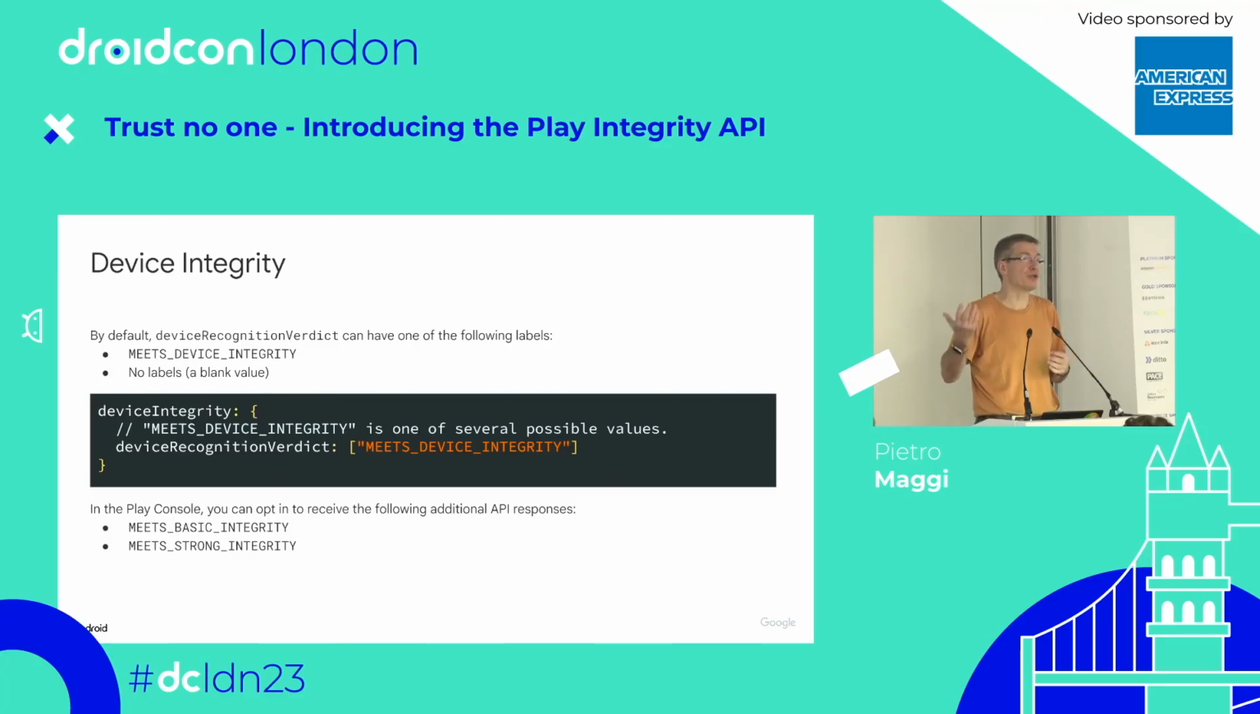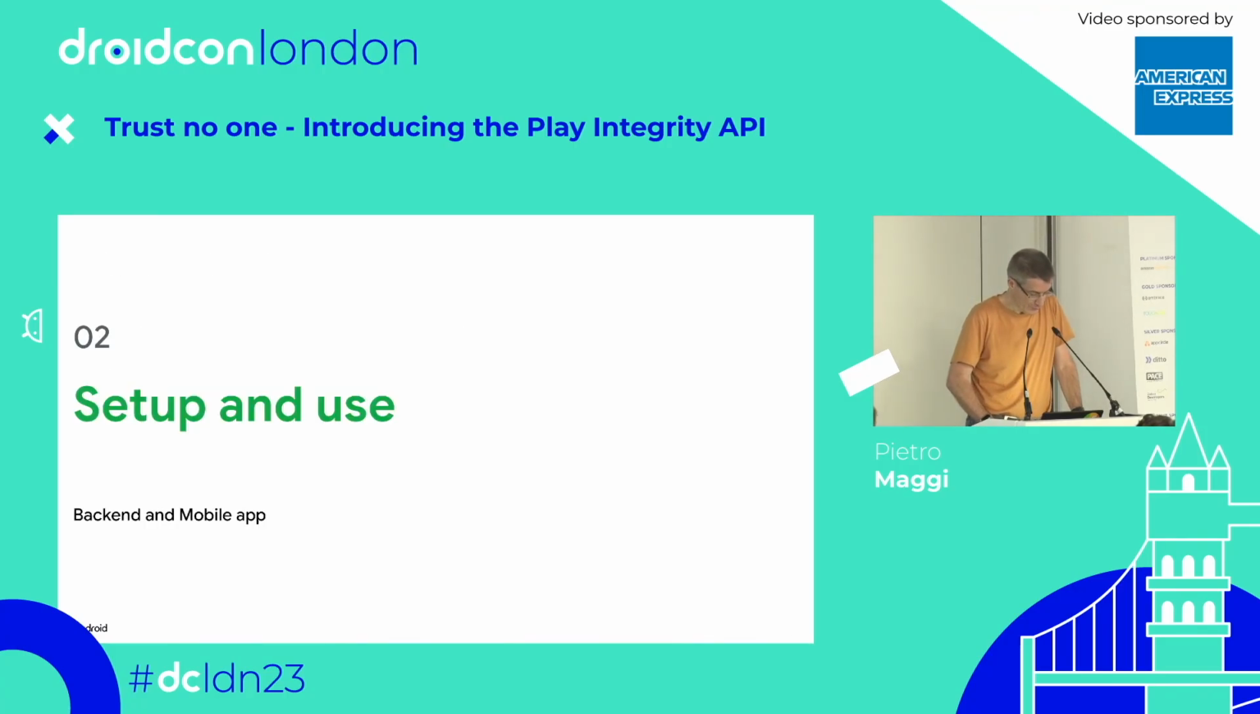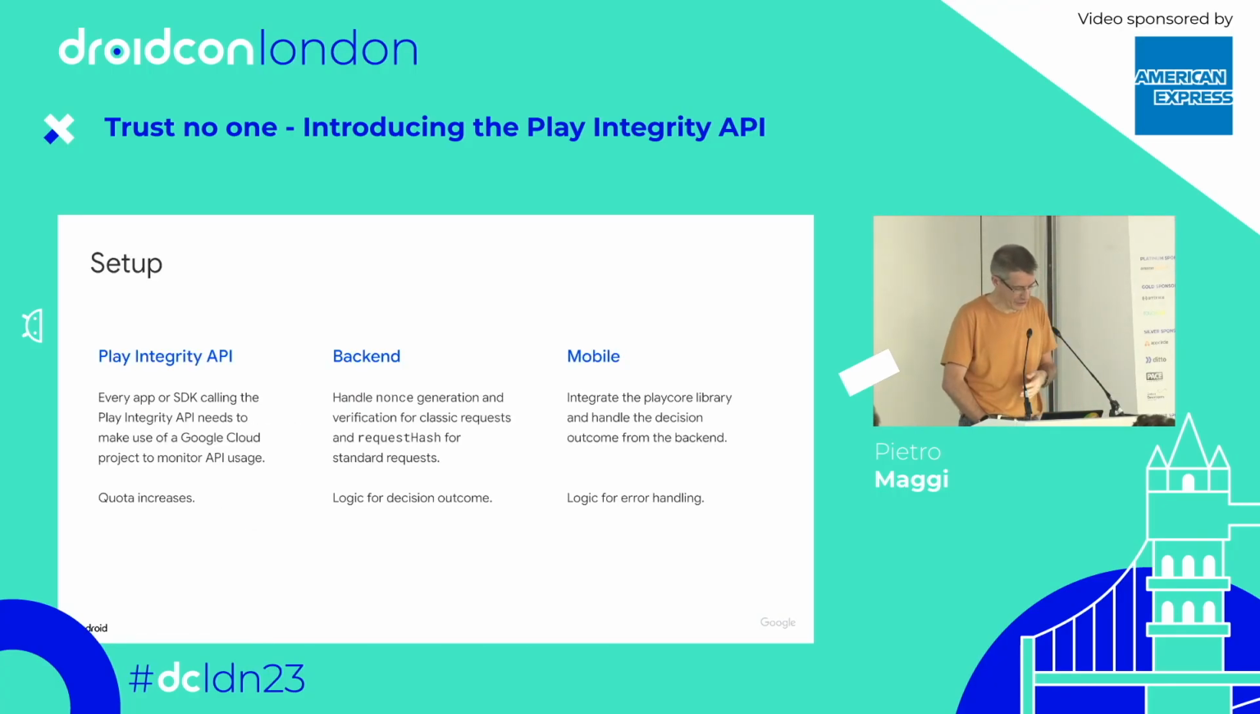So it's up to you. It's one of the decisions you need to take, whether you want to trust this device or not, depending on the value of the transaction that you are doing on the server side. Again, this is something that you can enable, and we suggest to enable, so having these two additional pieces of information. Let's see how you set up the API, both on the backend and the mobile application.